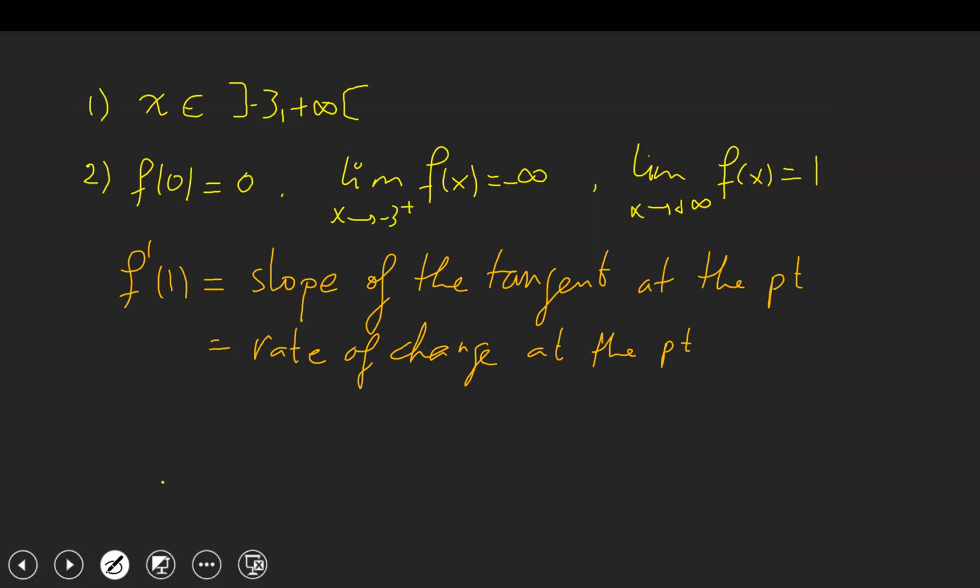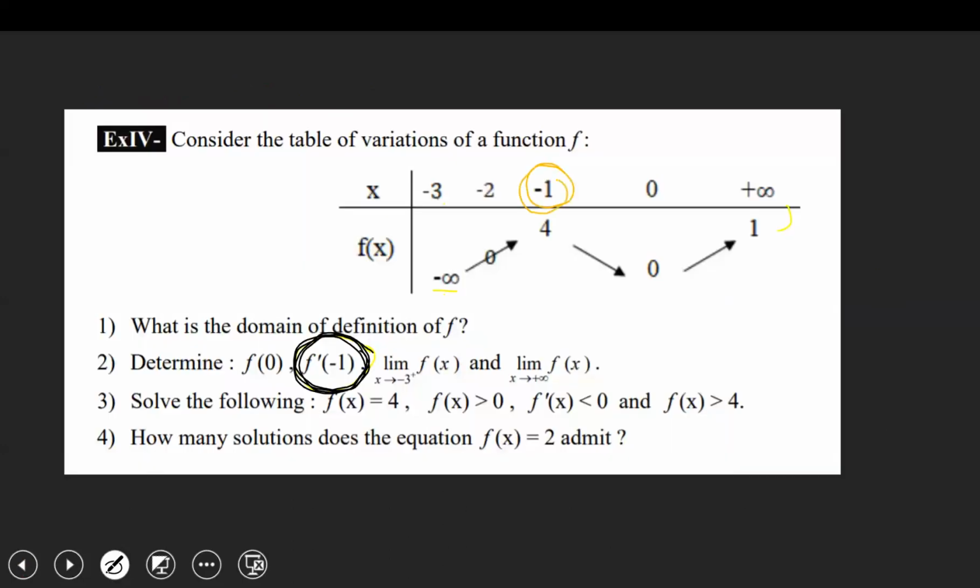At the point minus 1, if we look at the point minus 1 here, the output, this is y, this is f, is 4. But what about f prime? At this point, we know from grade 10, we have what we call a maximum, whereas the function is constant. And also at the minimum, we have the same thing. Also at the minimum, the function is constant.